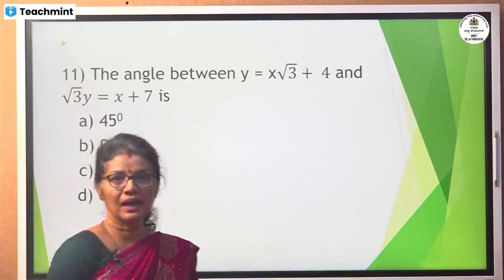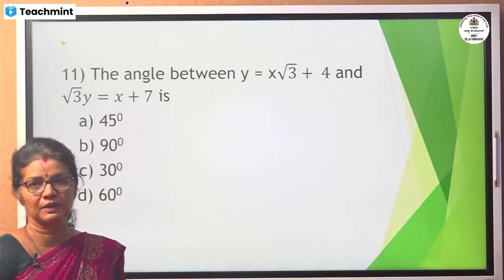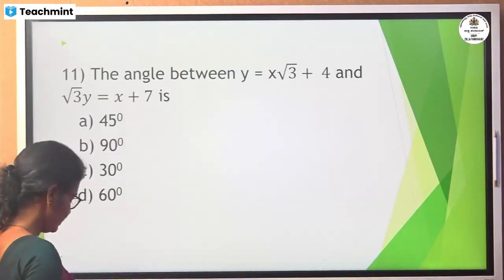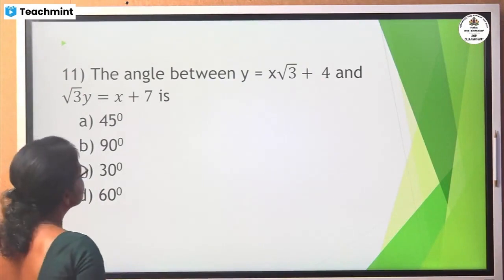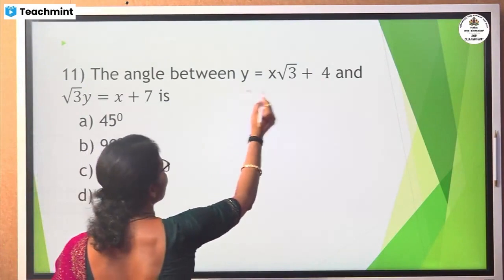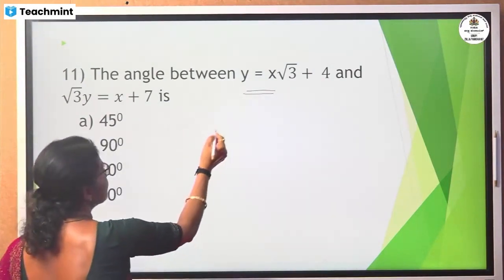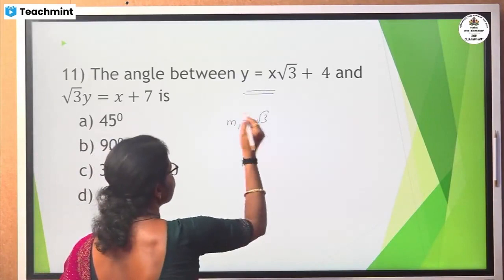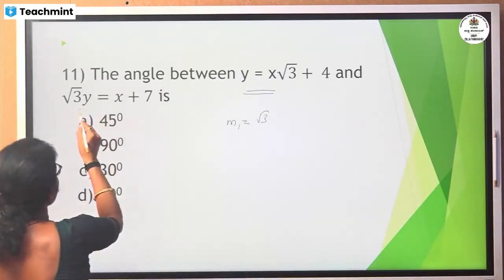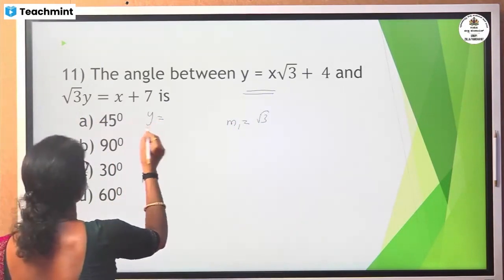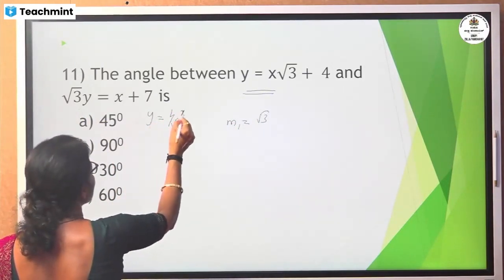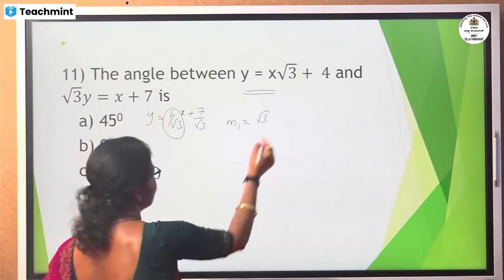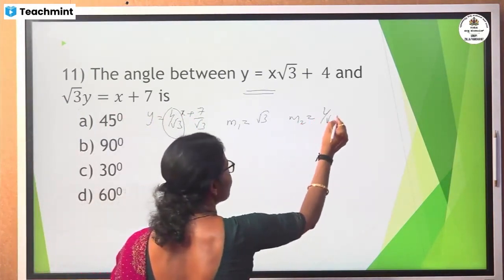Next question. The angle between y equal to x root 3 plus 4 and root 3 y equal to x plus 7 is. This is of the form y is equal to mx plus c, so you can write the slope directly. m1 is equal to root 3. For the second line, if we rearrange this, y is equal to 1 by root 3 into x plus 7 by root 3. Again the m value, that is m2, is 1 by root 3.